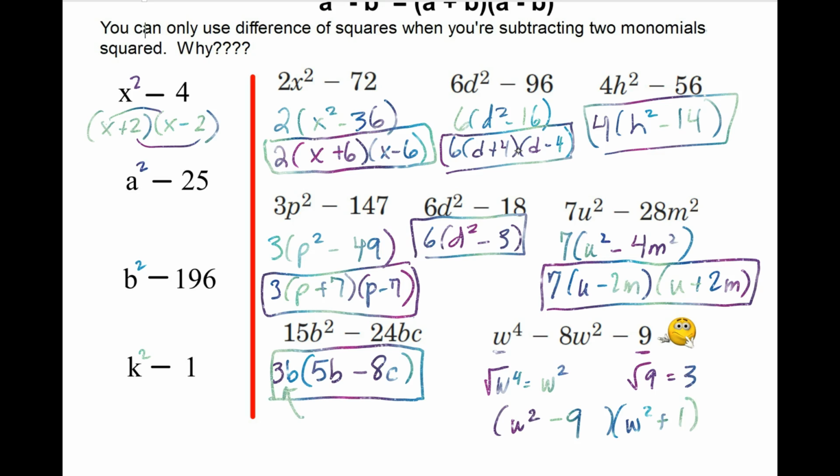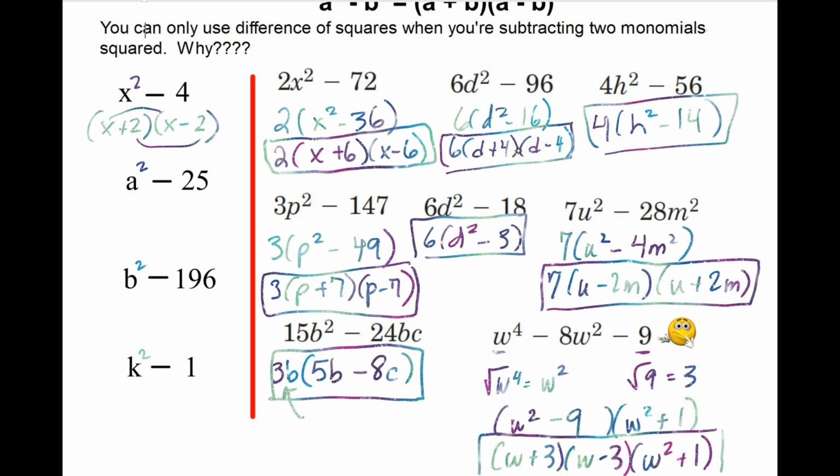And then look, y'all. I see a binomial that's being subtracted. w squared minus 9 is a difference of squares. So we do w plus 3 times w minus 3 times w squared plus 1, and that's my final answer. I was going to leave this for extra credit, but after y'all see difference of squares gone wild, this probably won't be easy. Okay, so that's the continuation of this video.